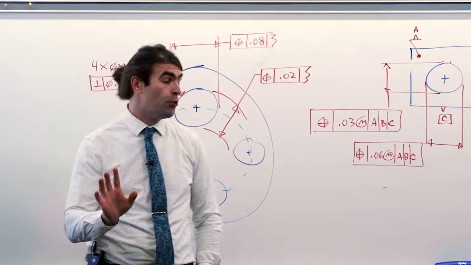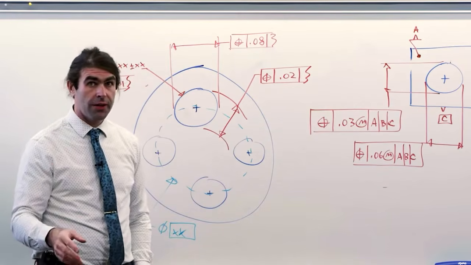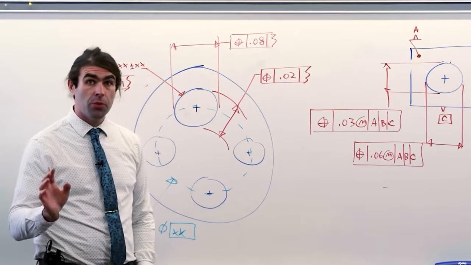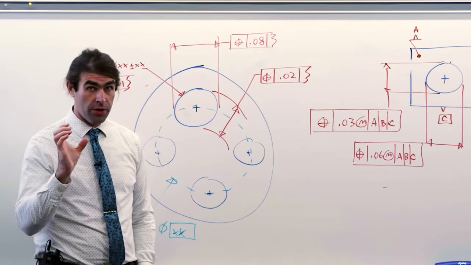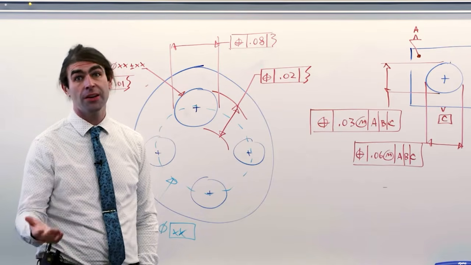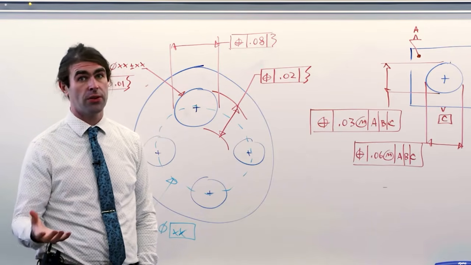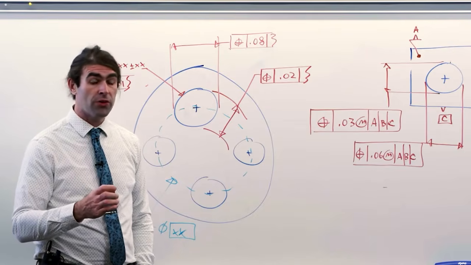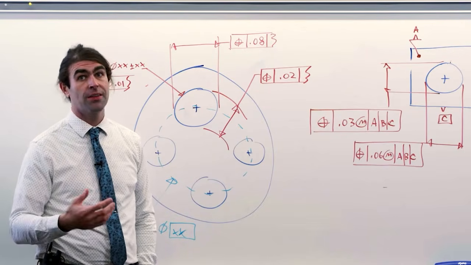Okay, so I've got two things going on here. We've got a bidirectional positional tolerance zone on a round hole. Now, why in the world would you want to do this? Well, it gives you a rectangular tolerance zone. So the hole's going to have more tolerance in one direction than the other.